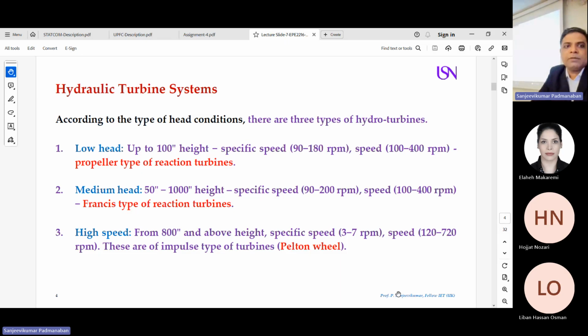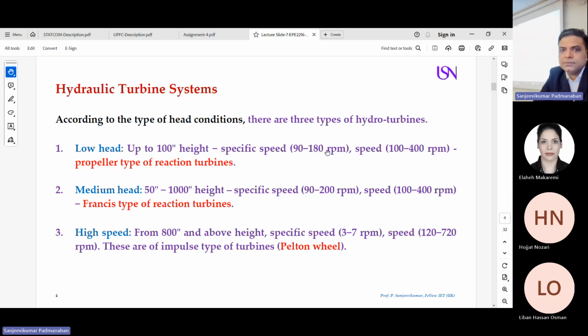How about the hydraulic turbine? There are different types of hydraulic turbine you have for developing your hydropower plant. It all depends on your head. So we have three types: low head, medium head, and high head. How to decide? If you are going for a low head, it can go up to 100 inches height. You can have a look, 100. What is the speed? You can go between 90 to 180 RPM or 100 to 400 RPM.